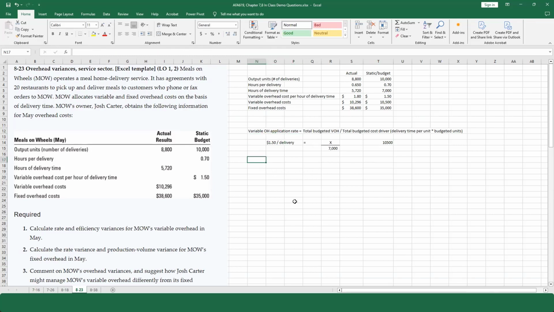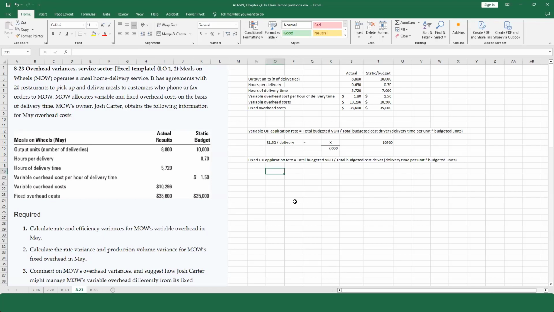Similarly, the fixed overhead application rate is going to be equal to the total budgeted variable overhead divided by the total budgeted cost driver, which is, of course, the delivery time per unit multiplied by the budgeted units. So I don't have an application rate for the fixed. It doesn't exist. I'm not showing it.